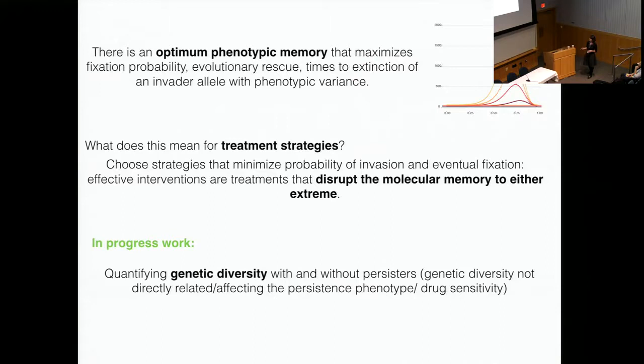So to sum up, we find that there is an optimum phenotypic memory that maximizes all these different kinds of measures of how well you do in these types of changing environments, measures of fitness in a way. So the probability of fixation, the evolutionary stable rate for infinite populations, the probability of evolutionary rescue, times to extinction, and so on. And I don't know, how much time do I have?